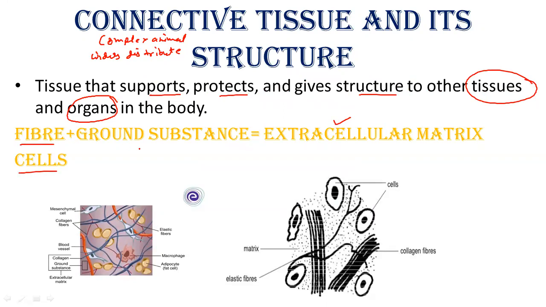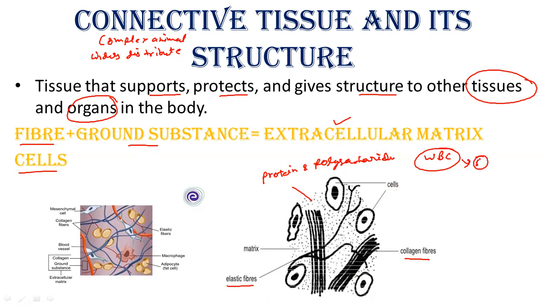Matrix is composed of fiber and ground substance. There are two types of fiber found: elastic and collagen, and the ground substance is made up of protein and polysaccharide. Okay, there are also many WBC cells found. Why are WBC cells found? Because this tissue is spread throughout your body, so there are higher chances of infection.